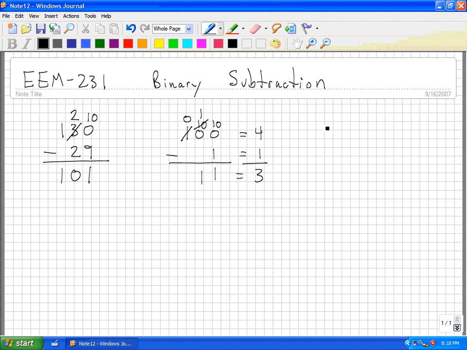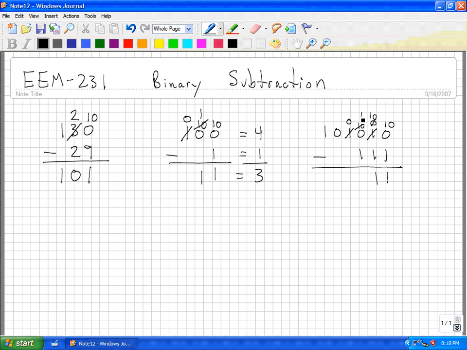Let's do another. Let's go 1, 0, 1, 0, 1, 0 minus 1, 1, 1. 0 minus 1, I got to borrow, so I'll borrow from this 1. It becomes a 0. This becomes a 1, 0. 1, 0 minus 1 is 1. 0 minus 1, I can't do that. So I've got to borrow. I can't borrow from a 0. I can borrow from a 1. This becomes a 0. This becomes a 1, 0. Now I can borrow. This becomes a 1. This becomes a 1, 0. 1, 0 minus 1 is 1.